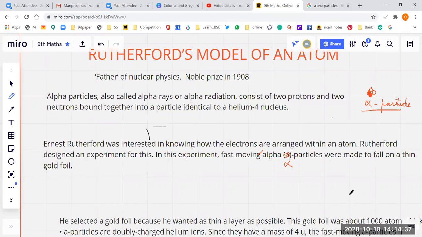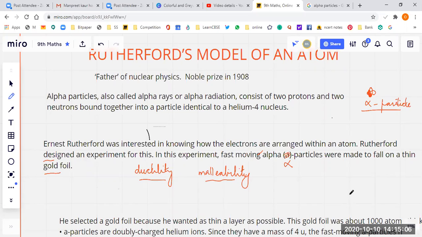Now, students, the question comes: why gold foil? Why not aluminum or copper foil? Students, do you know about the property known as ductility, and another property, malleability? In this, gold is at the top of the list. It's ductile as well as malleable.